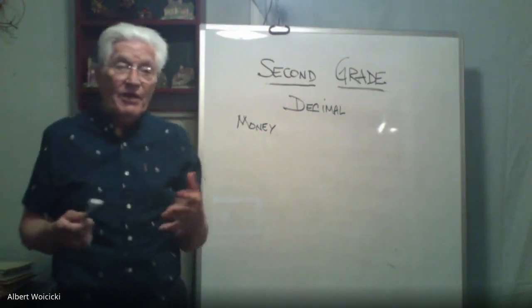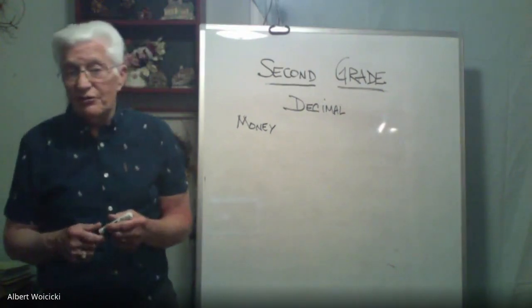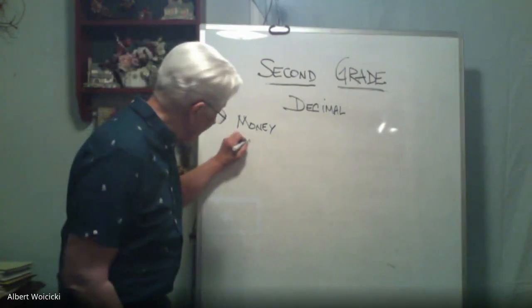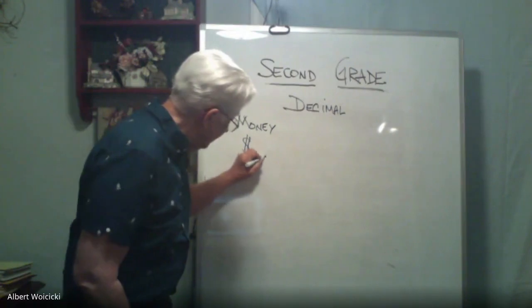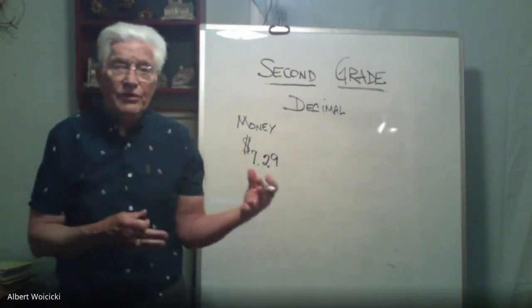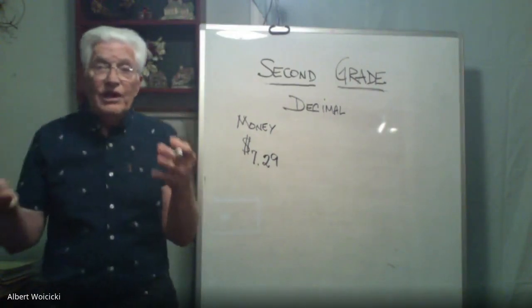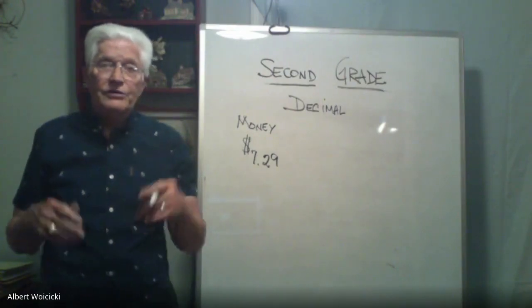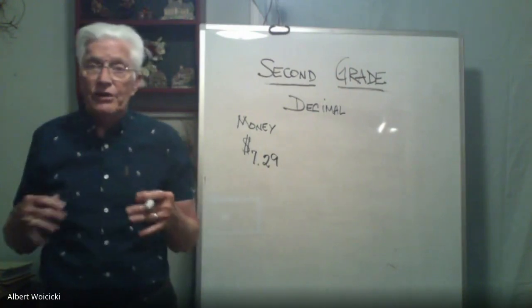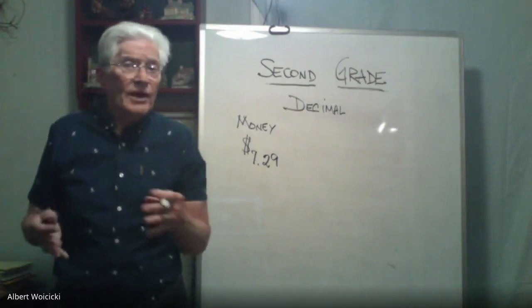Now, the first time they see the decimal is when they talk about money. And money's easy for them to understand. If they start with $7, let's write one, $7.29. So you ask your students, please read what this says. And you ask the individual, you ask the class, read what it says. $7.29. Good, $7.29.